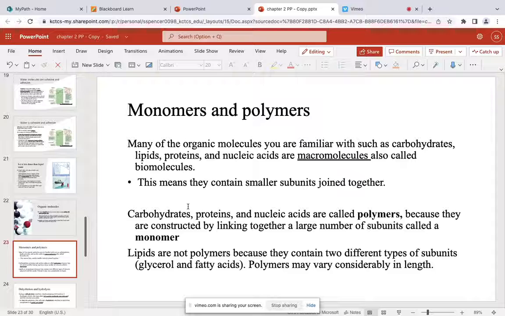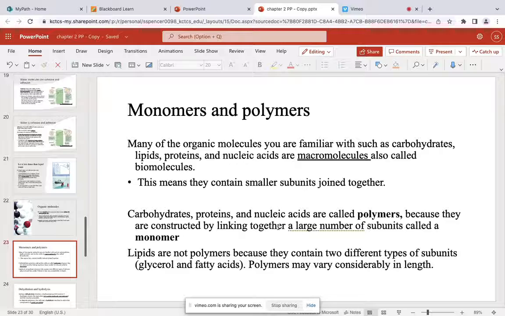So now we're going to talk about monomers and polymers. Now that we have a good definition of what organic molecules are, we're going to move on. A monomer is just a single subunit. A polymer, poly means many. So what does polymer mean? Many monomers. It's just multiple subunits coming together.